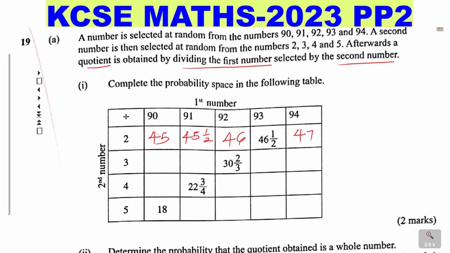Go to the second row. 90 divided by 3. You write the answer here. It will be 30. Then the next is 91 divided by 3. We put the answer here, to be 30 and a third.